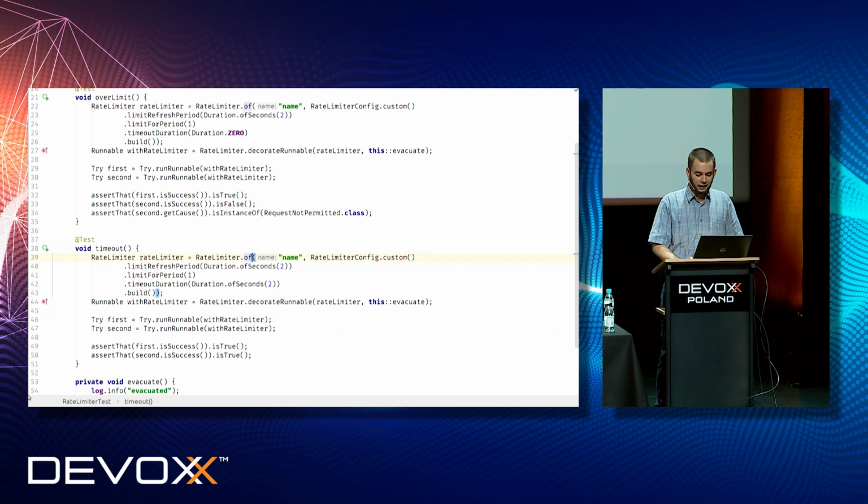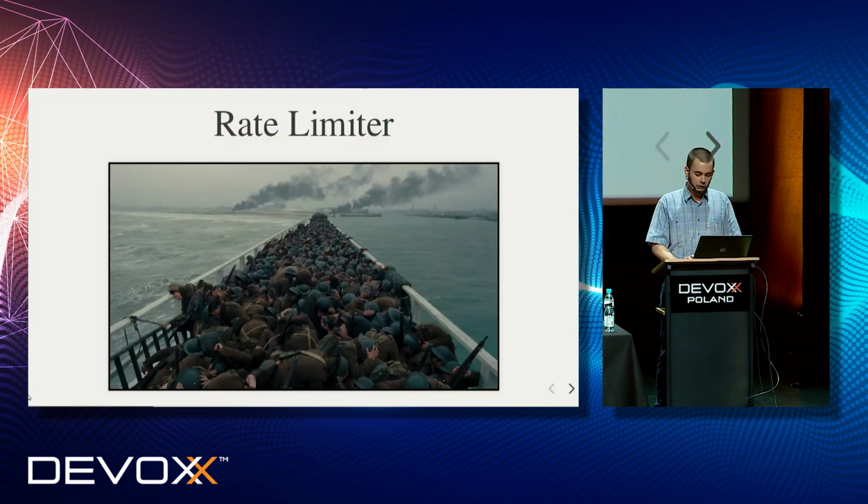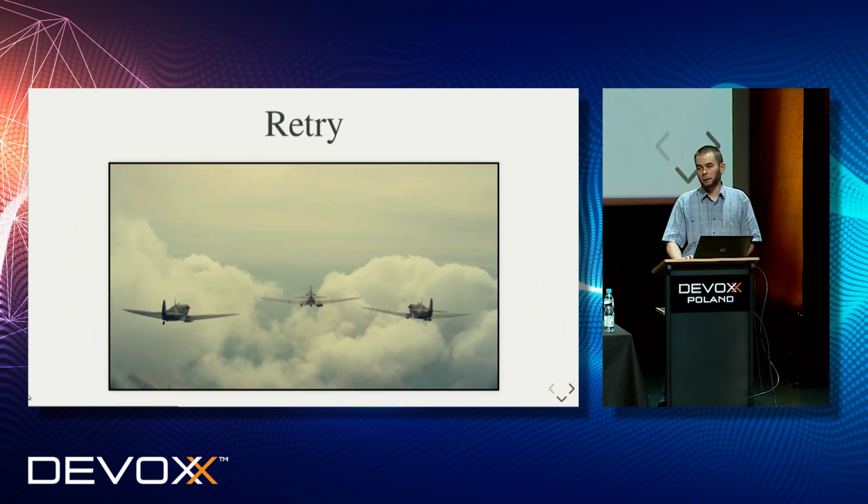Why? Because sometimes it is better to delay executions. Maybe there will be a place for this execution in the next time period, then retry. And retry is another resilience pattern. Probably it is the most popular, the simplest one, and the most dangerous.